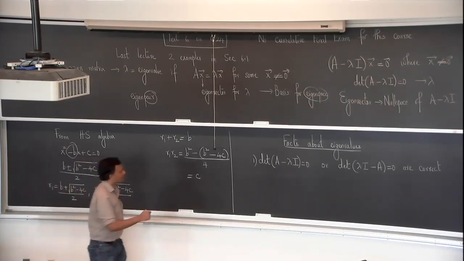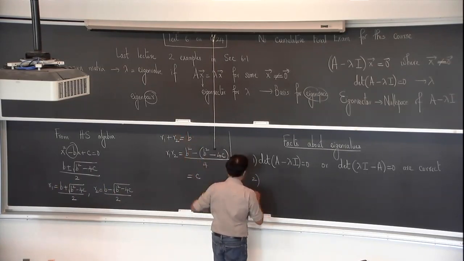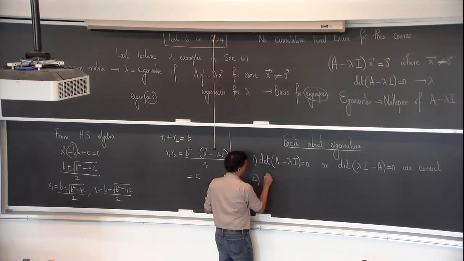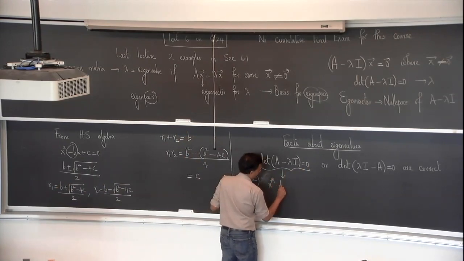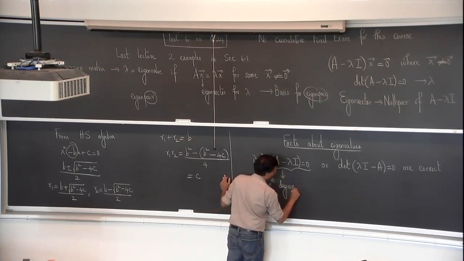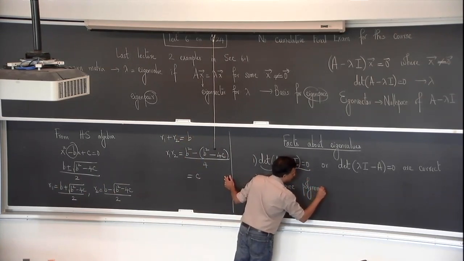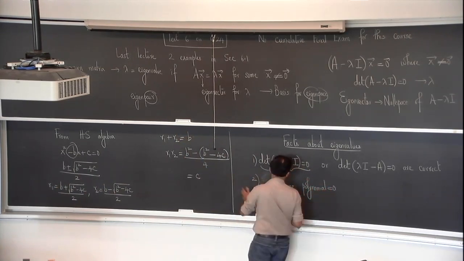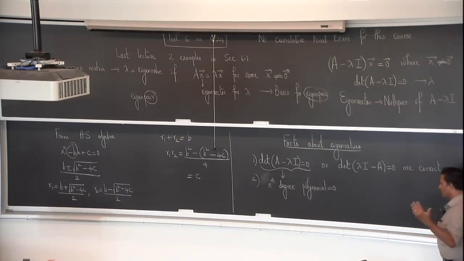Statement 2. For an n by n matrix, you're always going to get an nth degree polynomial. So the determinant of A minus lambda I equal to 0 always gives you an nth degree polynomial equal to 0. When you do it by hand, you don't want to do anything more than degree 2 or 3, but it could be any degree in theory.